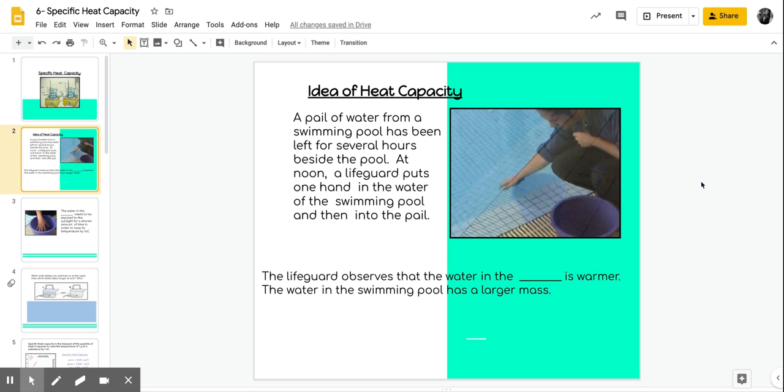Well, the pail would be warmer, right? The swimming pool is going to be obviously a little cooler, if the pool is not being heated by a heater. But if you were to compare the two, the pail and the swimming pool, which one has a larger mass? Obviously, the swimming pool has a larger mass, and this has to deal with heat capacity.